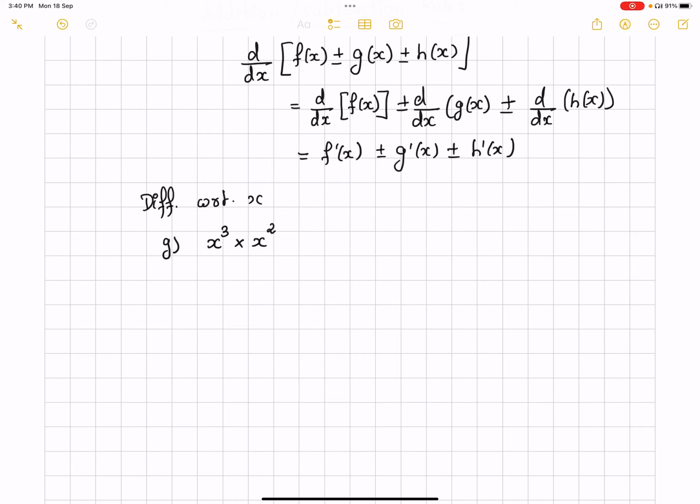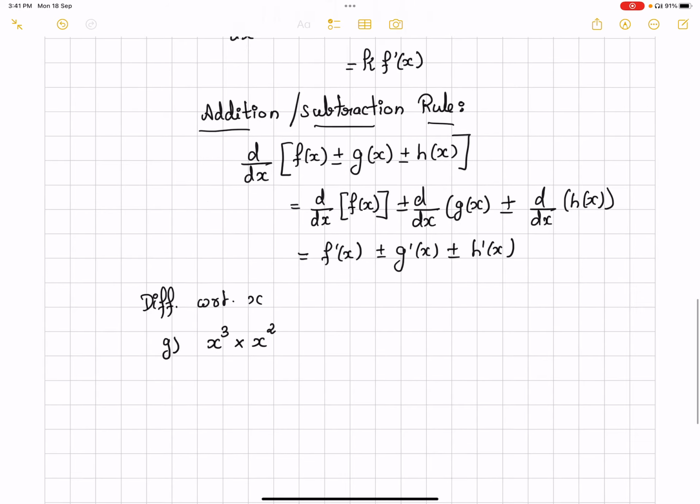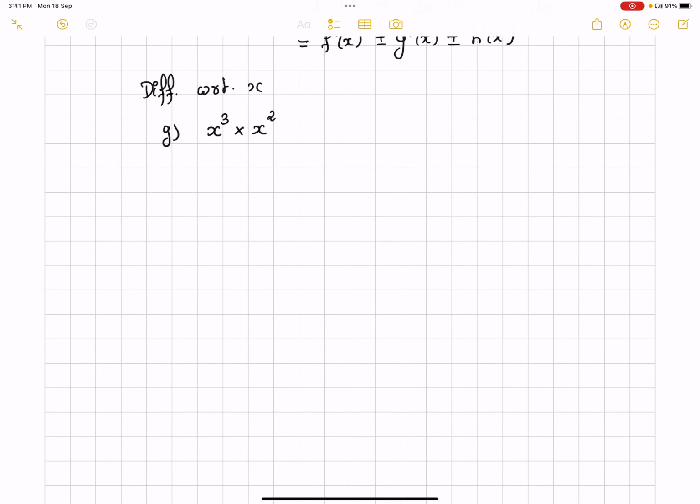Okay. This is not coming under any of the rules which I told you just now, the addition or subtraction rule or the scalar multiple rule. It's like a normal thing here. We have y is equal to x cube into x square. The base is the same, so the powers we need to add up. So we would be having x raised to the power 5. Then when I differentiate both the sides with respect to x, I would be getting 5x to the power 5 minus 1, which is going to be 4. So that's it. This one has been done.